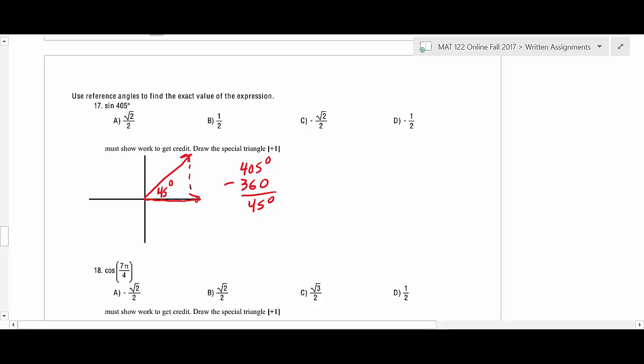Okay, go straight down, make your triangle. So you'd have a 45, 45 right triangle. You got to know how the sides go on this special triangle. So the sides go 1, 1, square root of 2. So therefore, the sine of 405 degrees, since its definition is y over r, you're going to do this over this. So that's going to be 1 over square root of 2. Then if you multiply by square root of 2 over square root of 2, you're going to get square root of 2 over 2. Okay, so the answer to that problem would be choice A.